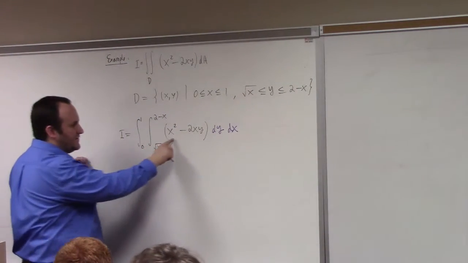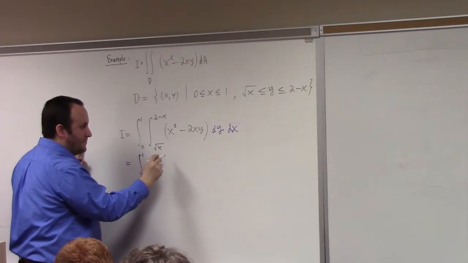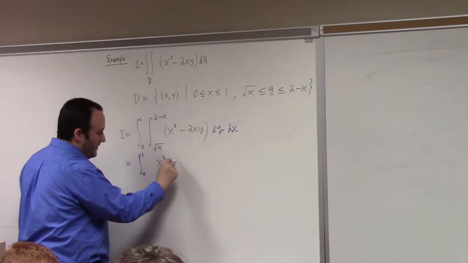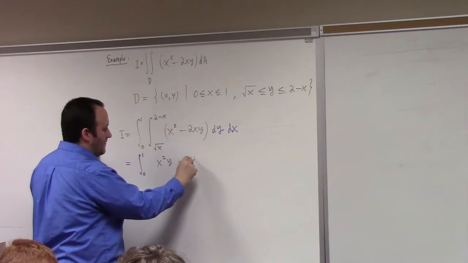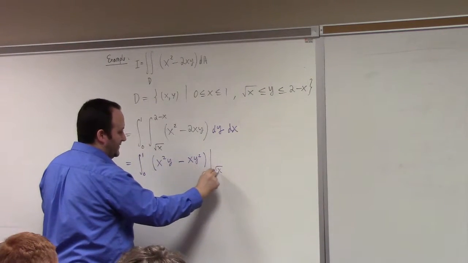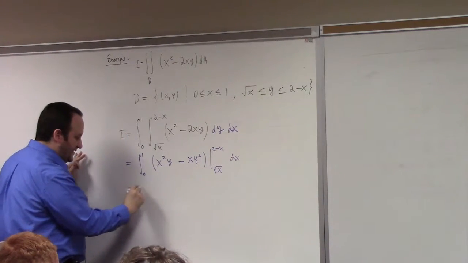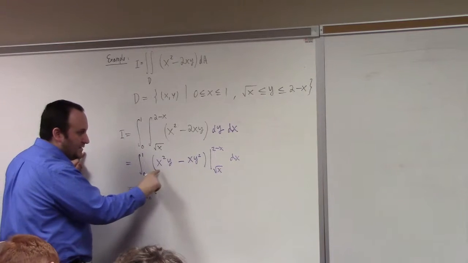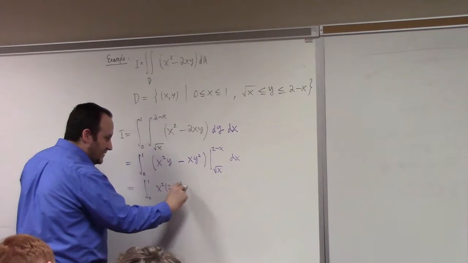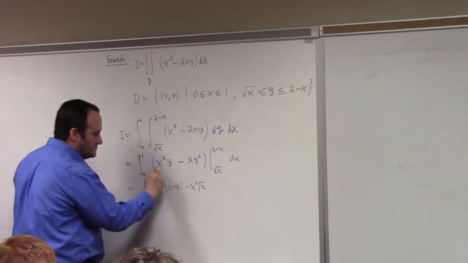So the y integration is what? So we have x squared y minus negative a. We have to evaluate that from root x to 2 minus x, right? So this gives us the integration from 0 to 1. Let's see here. So we have x squared times 2 minus x squared root x. That's from the first term.